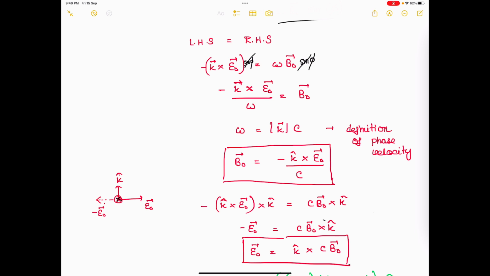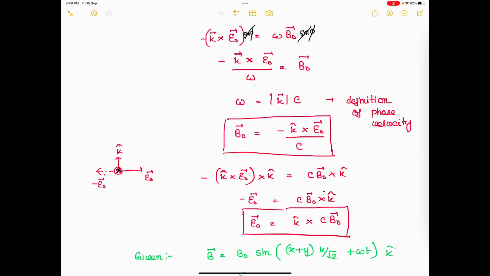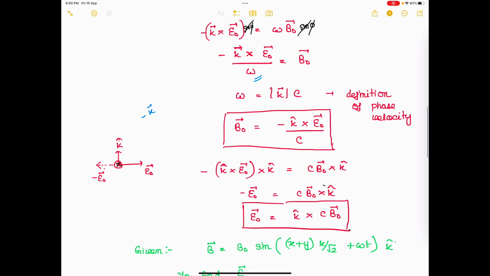Now based on the definition of the phase speed or phase velocity, omega is equal to mod k into c. Therefore, I replace this omega with mod k into c, and when I do it, it is minus k cross E naught. I am just writing it here. Omega can be replaced by mod k into c, right? So k by mod k becomes k cap, cross E naught by c with a minus sign. This becomes your B naught. So what we have found out is B naught in terms of E naught.